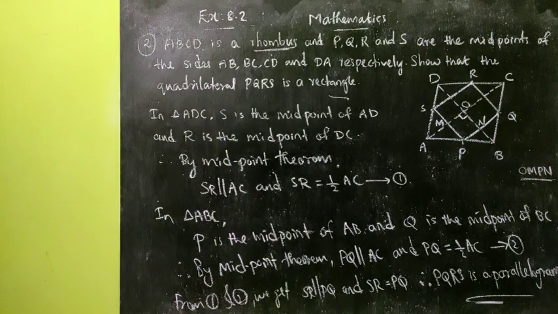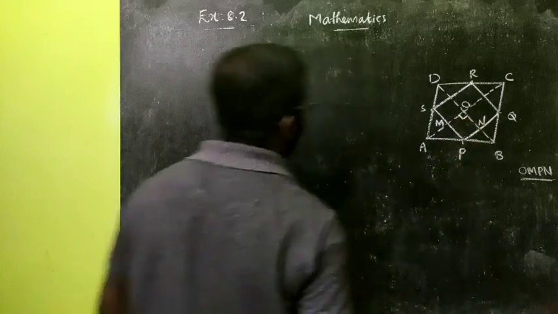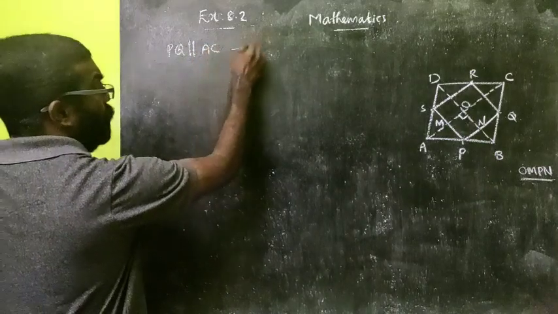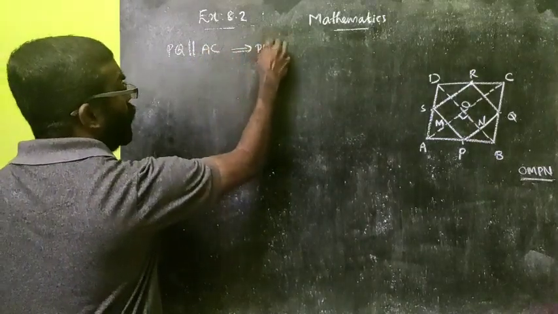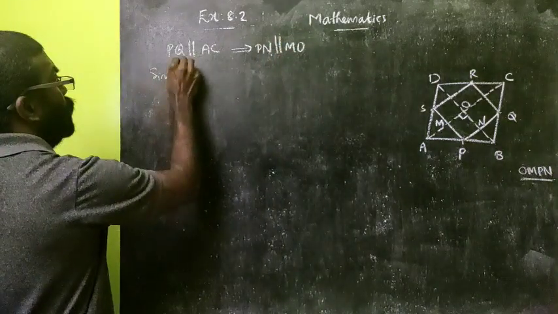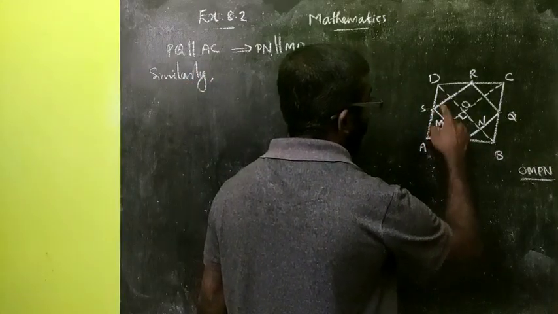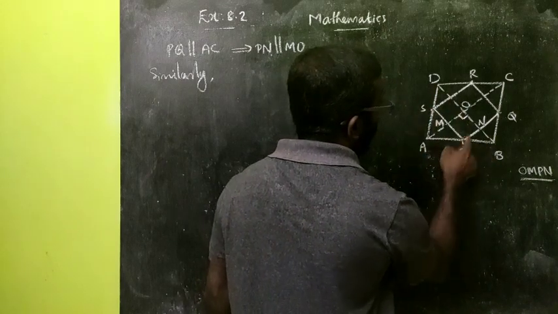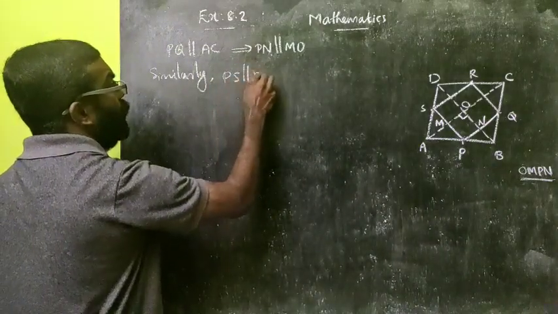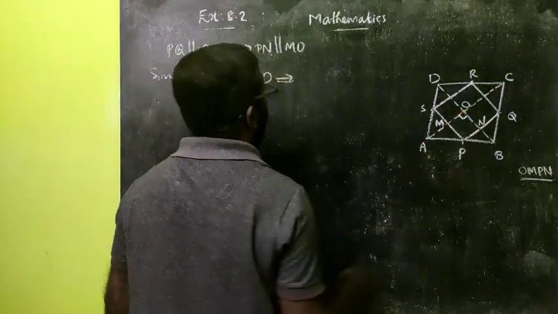Okay. So here PQ parallel to AC implies PN parallel to MO. Similarly, P is the midpoint of AB and S is the midpoint of AD. So PS is parallel to BD. PS parallel to BD implies PM is parallel to NO.